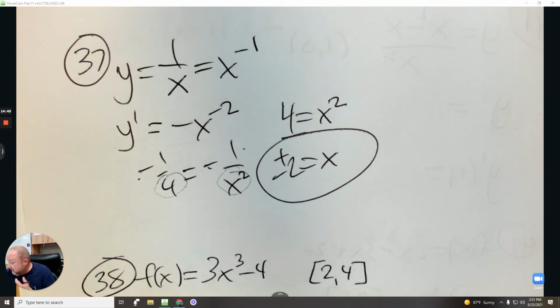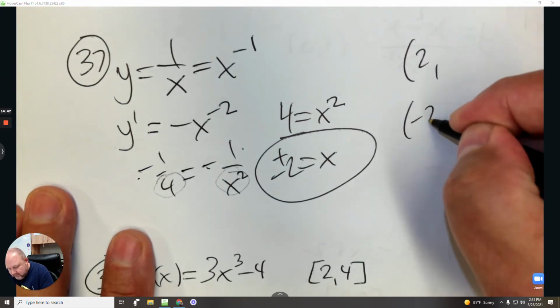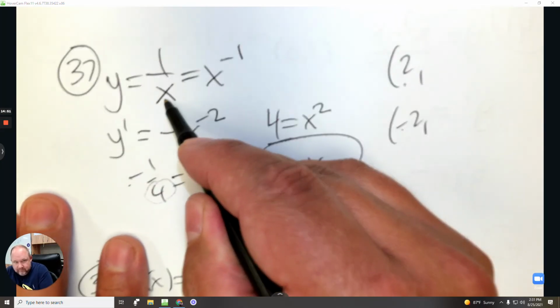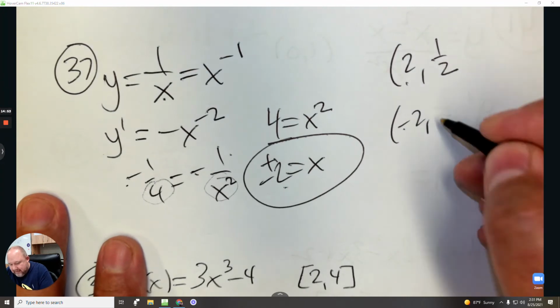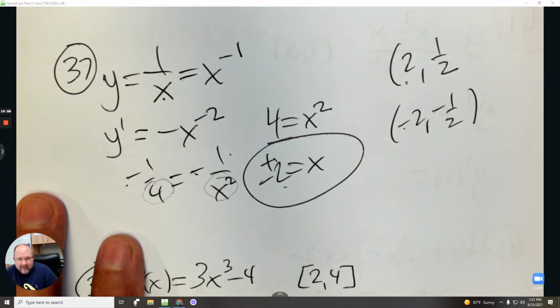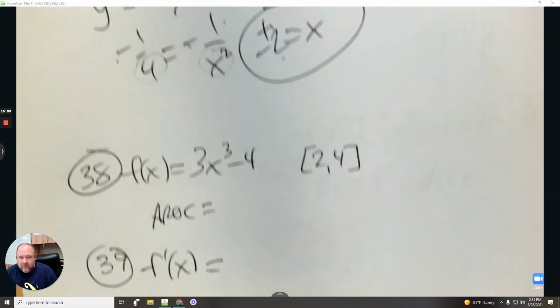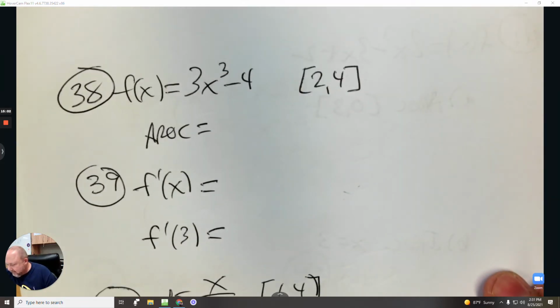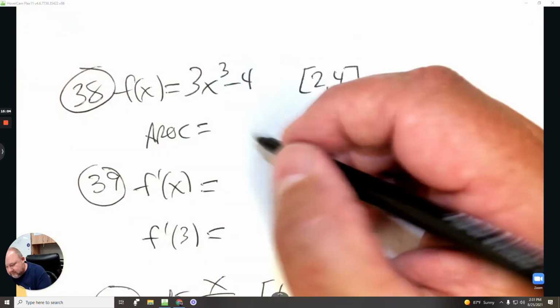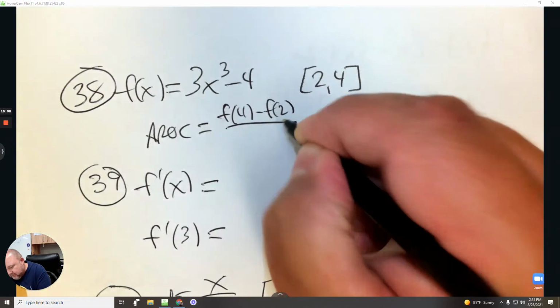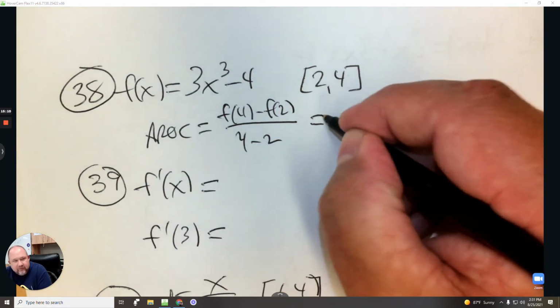Oh, and it says find the points. So if that's the case, I need to take positive and negative 2 and plug them in here. So positive 2 gives me 1/2, and negative 2 gives me negative 1/2. So go back here to find the y values. 38, find the AROC. So that's f at 4 subtract f at 2 over 4 take away 2.